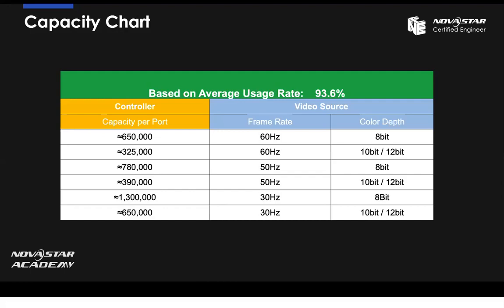This is a table showing that different frame rates and color depths give different loading capacities. I summarized the different frame rates here and the different color depths here, so you will get different loading capacity results. But I want you to know that our loading capacity for each output is actually a little bit more than 650,000. As long as your pixels do not exceed this number, it will be fine. So 650,000 is just to make it easy to understand and calculate the total loading capacity. Okay, let's move on.